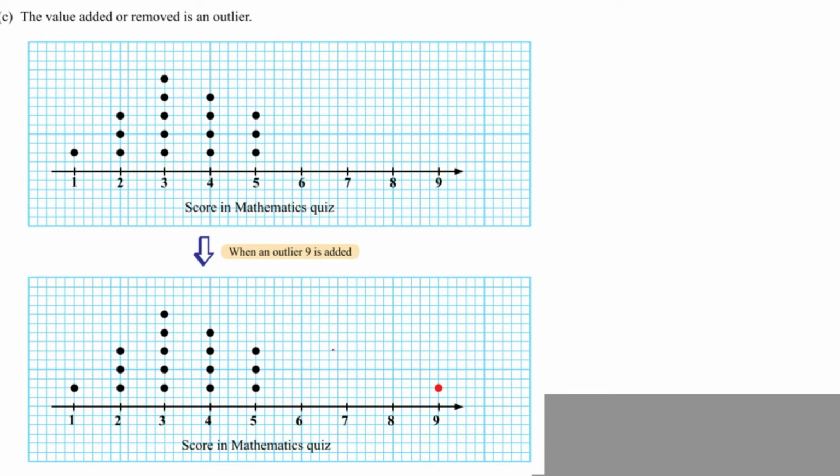Okay, so case C: what if the value added or removed is an outlier? Okay, an outlier means only one data being added or being removed. In this case, it is when it is added. So currently what you see over here is the minimum value is 1 and the maximum value is 5. So when the number 9, an outlier, is being added, what happened?